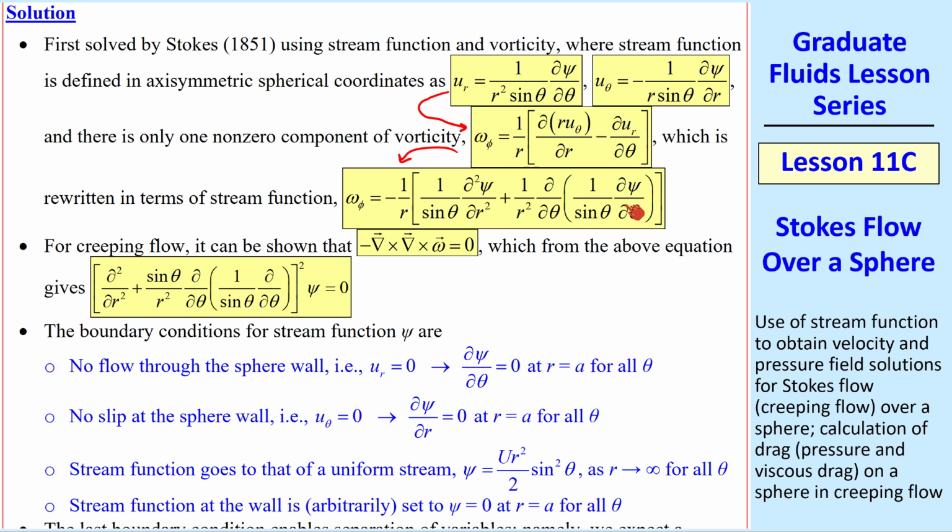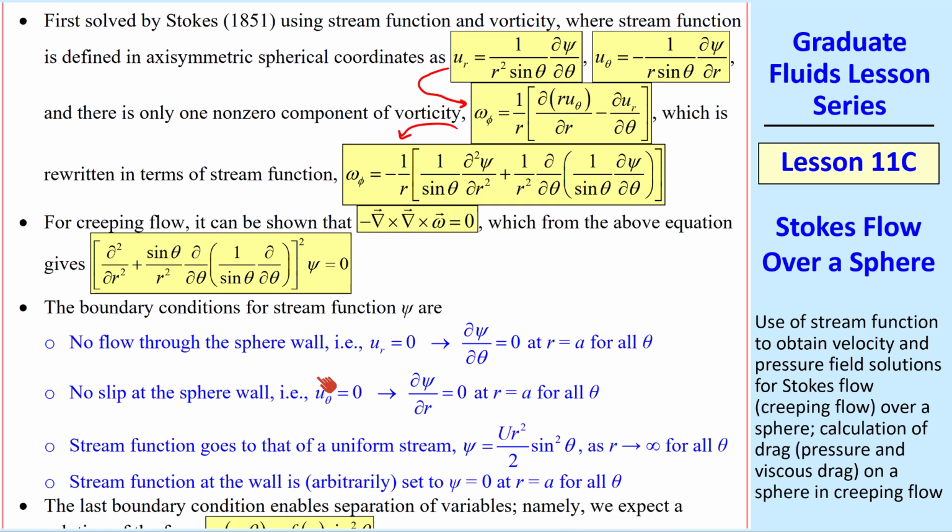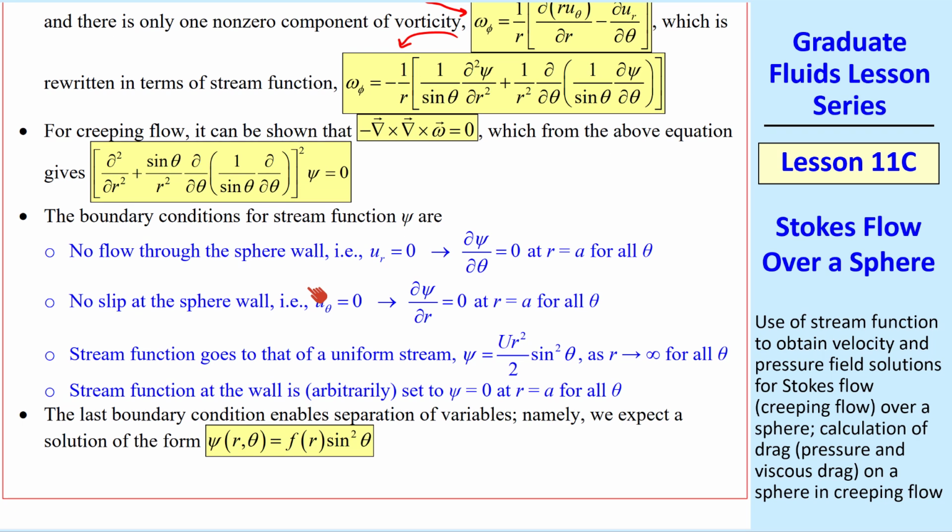When you plug these definitions into this equation, you get this equation for omega phi in terms of stream function. You can show that del cross omega is zero in creeping flow, and when you plug in this equation for the vorticity component, it reduces to this. In other words, a fourth order equation for stream function psi. We thus need 4 boundary conditions, and I list them here.